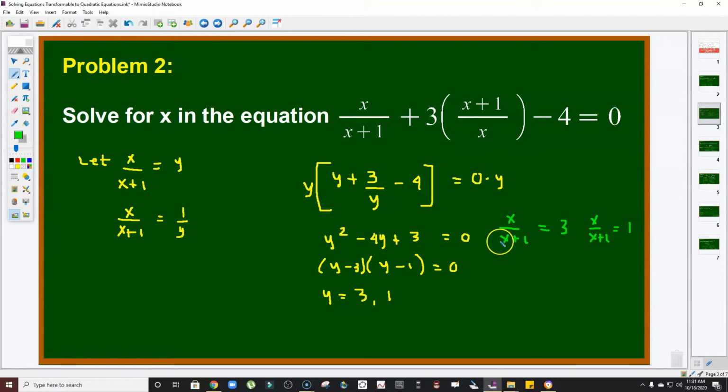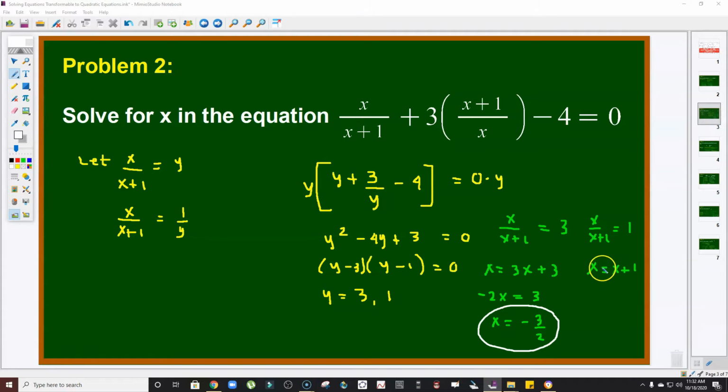There you go. So therefore, doing this first one, I'm going to cross multiply. So x equals 3x plus 3. See that? Then combining like terms, x minus 3x is negative 2x equals 3. So therefore, x equals negative 3 over 2. Alright, so this is one value. Next, here, cross multiplication, I'm going to have x equals x plus 1. And obviously, you can see here, this is not valid.